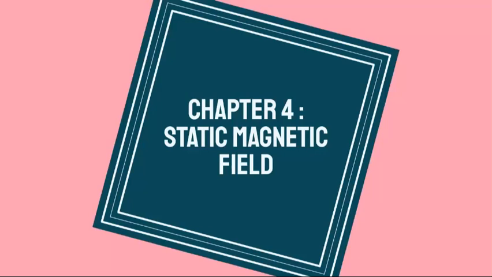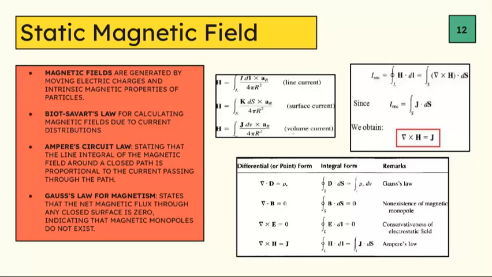Now we go to chapter 4, which is static magnetic field. Unlike electric fields, which are generated by stationary charges, magnetic field arise due to moving electric charge, such as electric current flowing through a wire. One of the fundamental laws used to describe magnetic field is Biot-Savart's law, which allows us to calculate the magnetic field produced by a current-carrying conductor.